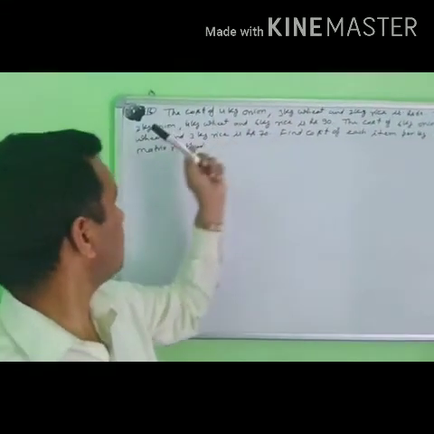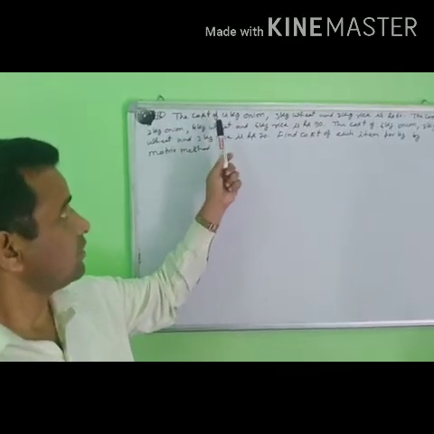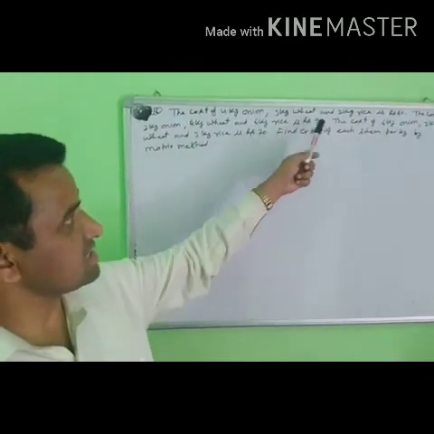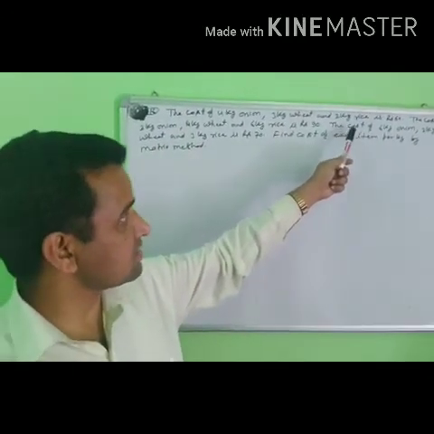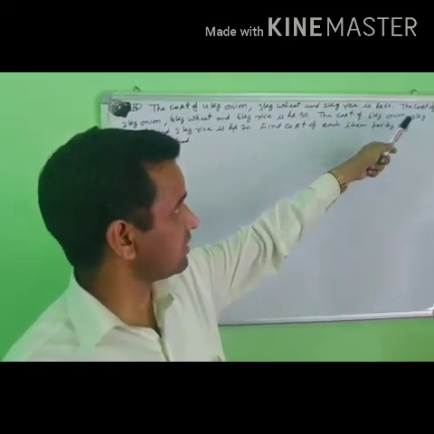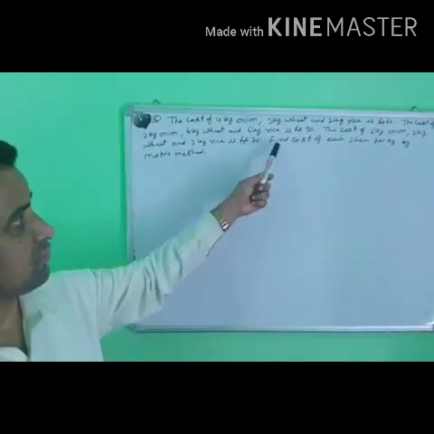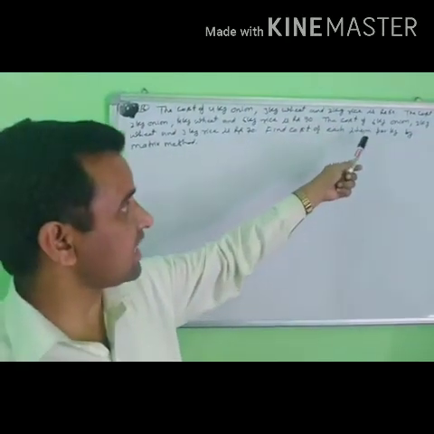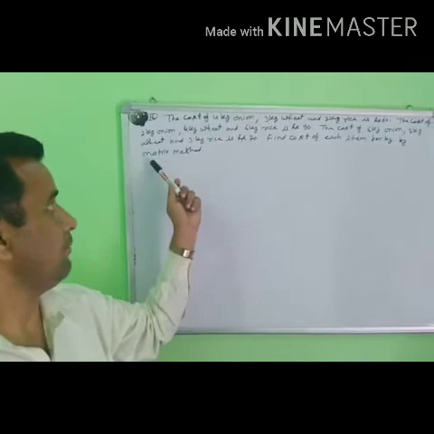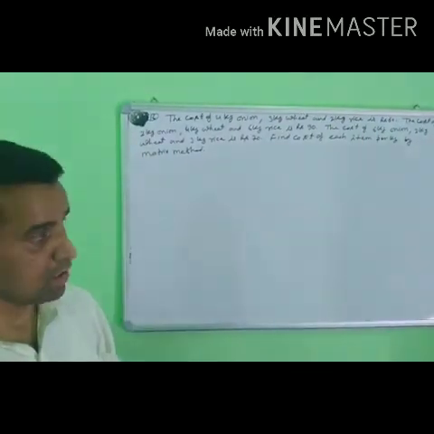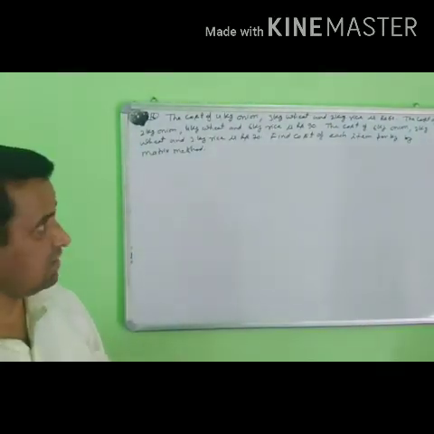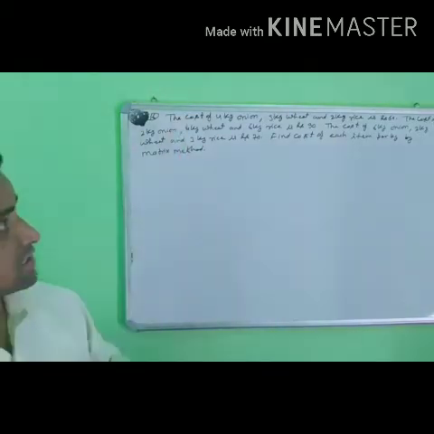Second, the cost of 2 kg onion, 4 kg wheat, 6 kg rice is 90 rupees. And the third condition, the cost of 6 kg onion, 2 kg wheat and 3 kg rice is 70 rupees. So find the cost of each item per kg using the matrix method. Don't use the algebraic method. So now start the solution here.